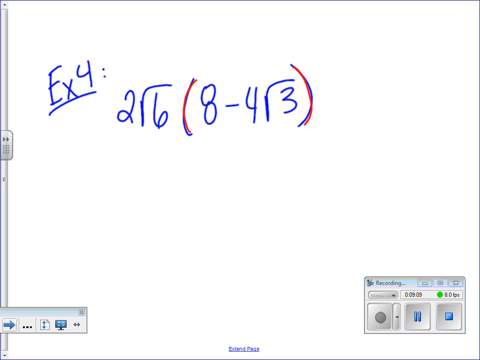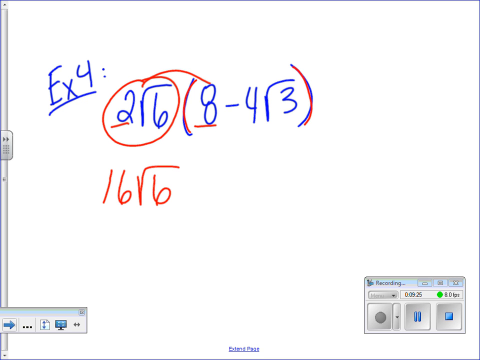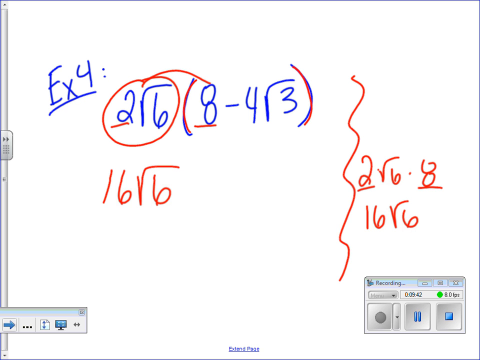So what we want to do is distribute this 2 radical 6 to both of the terms inside the parentheses. So when we multiply it with the 8, I only multiply the coefficients together. So 2 times 8 is 16, and the radical 6 stays with it. So it's like I'm multiplying all 3 of these things. I'm multiplying 2, radical 6, and 8. When I multiply those, the 2 and the 8 become 16, and the radical 6 stays.